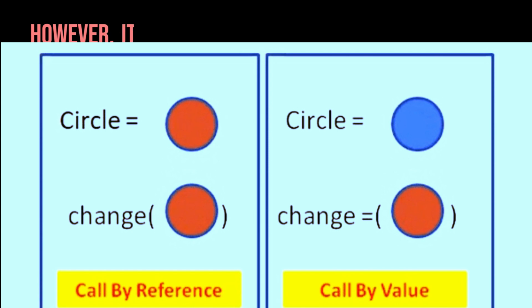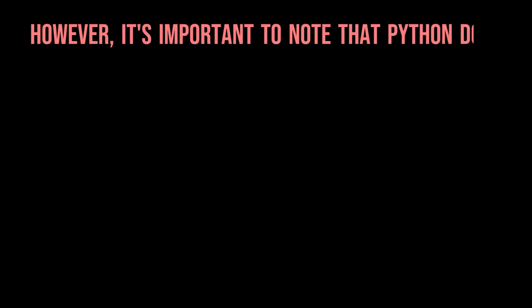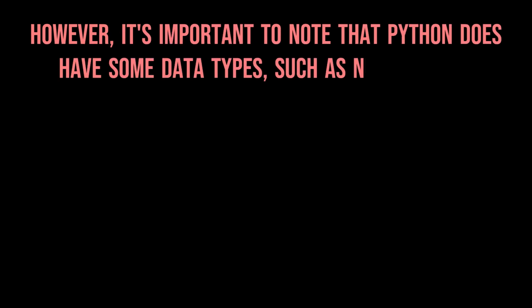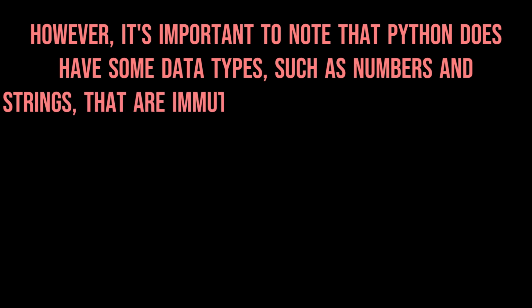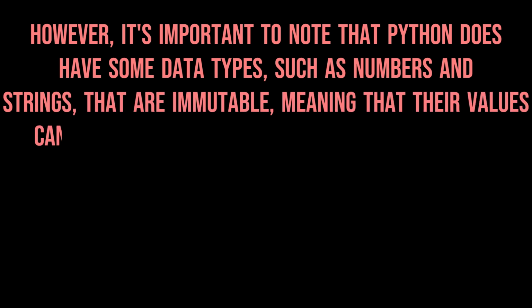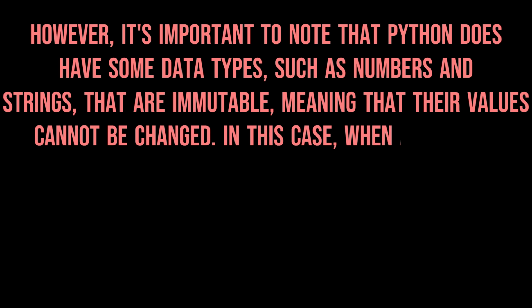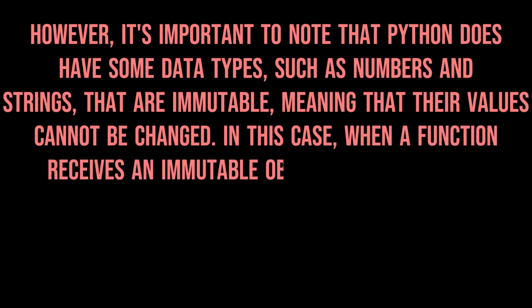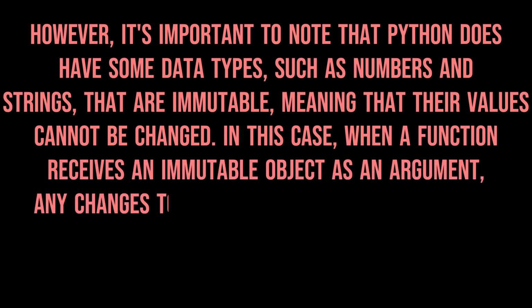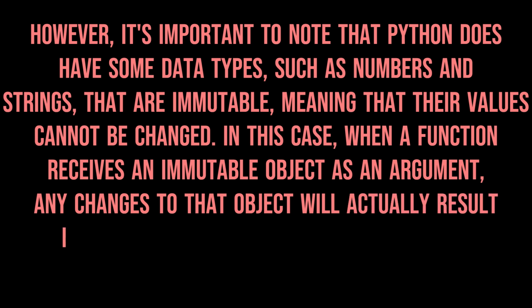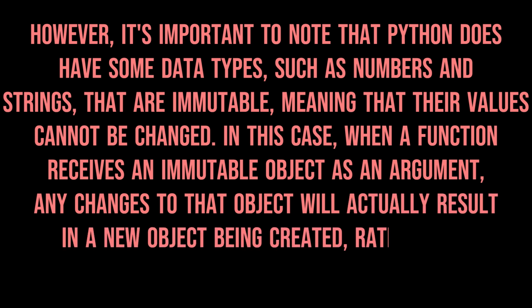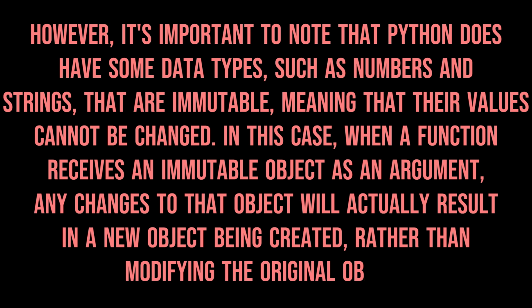However, it's important to note that Python does have some data types, such as numbers and strings, that are immutable, meaning that their values cannot be changed. In this case, when a function receives an immutable object as an argument, any changes to that object will actually result in a new object being created, rather than modifying the original object.